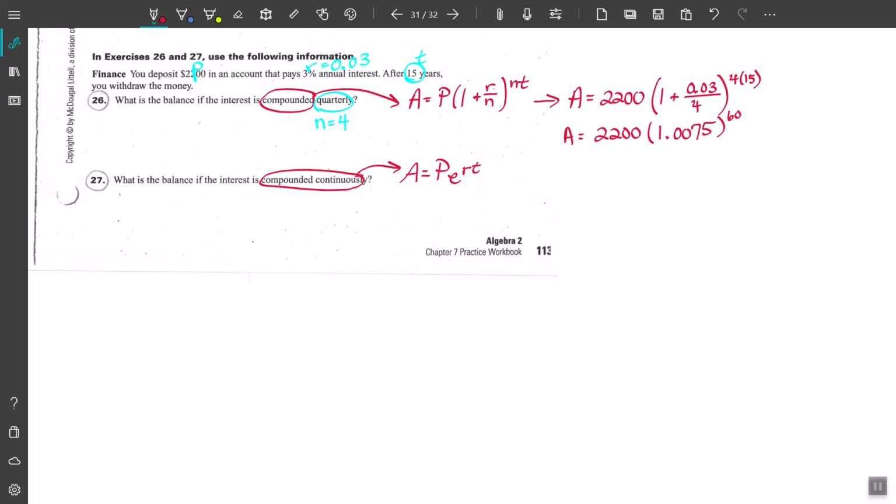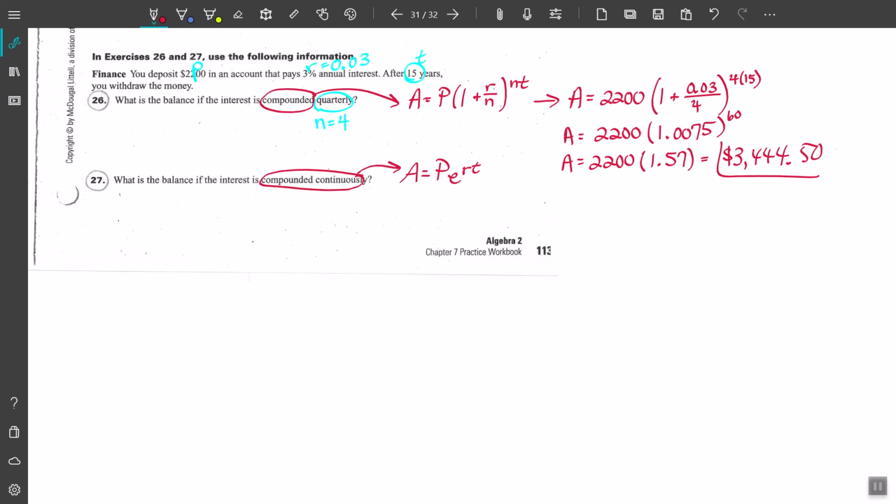So now I just need to use your calculators carefully here, but you're going to raise that number in parentheses to the 60th power first. And when you do that, you'll get 1.57. So you're just using your caret key here. This is nothing fancy. 1.0075, caret 60, enter. You should get 1.57. And then for a final answer of $3,444.50.